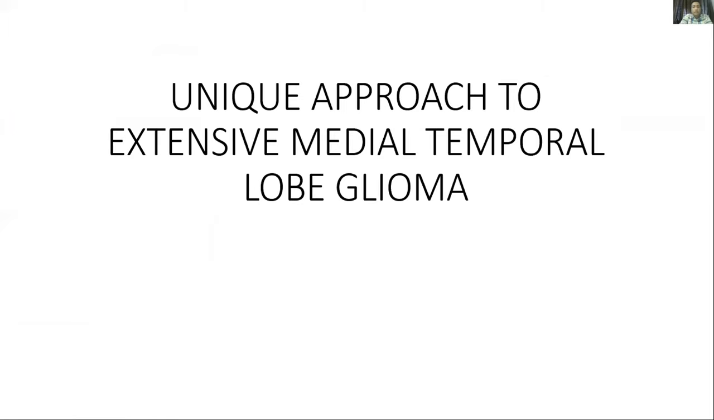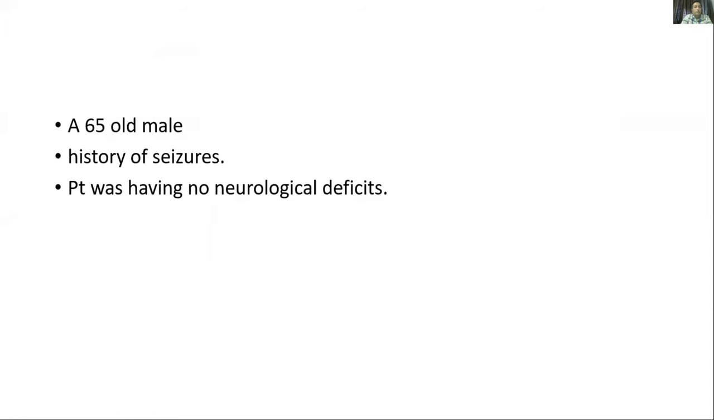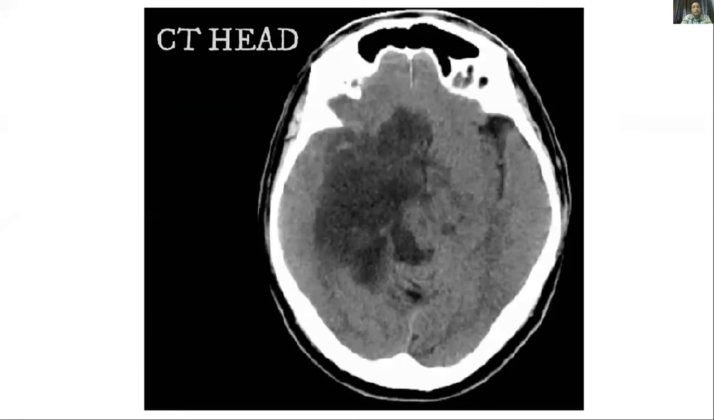Good evening, everyone. I'll be presenting a unique approach which we applied in a case when I was at Bantani Hospital for my fellowship. It was a 65-year-old male who presented with seizures, with no neurological deficits. The CT scan showed an extensive hypodense lesion in the right temporal lobe, extending to the suprasellar as well as infratentorial region. You can see the brainstem was also rotated medially as well as posteriorly.